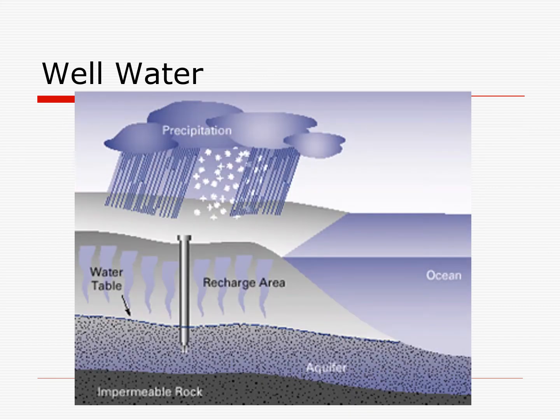So what happens with well water, you saw in that first picture that water could go through the ground. And what happens is I have rain or snow, it goes through the ground and it ends up in an area called an aquifer. And then I have an impermeable rock layer. So that impermeable means the water cannot pass through it. So when I drill a well, I tap into that aquifer because that's where my fresh water is. And then I pump it up.